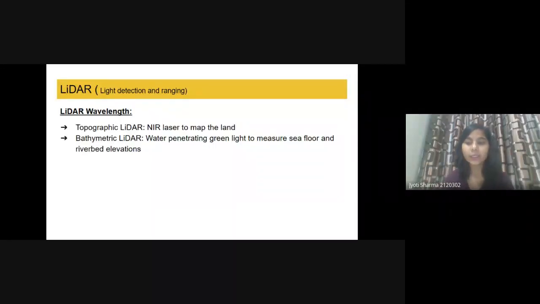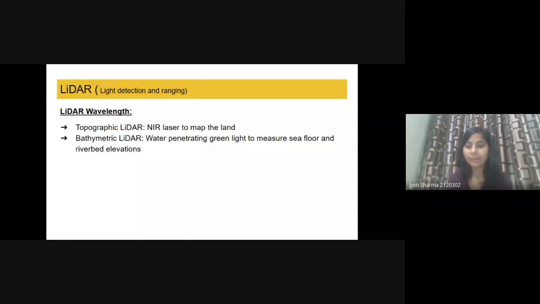So whenever you are studying the topography using the lidar, it should be the NIR wavelength. But whenever you want to study the sea floor, this NIR will not work, because we have to send the green light into that sea floor, because this green light has a good frequency and a low wavelength. Based on that property, it can penetrate the water and you can see the sea floor.